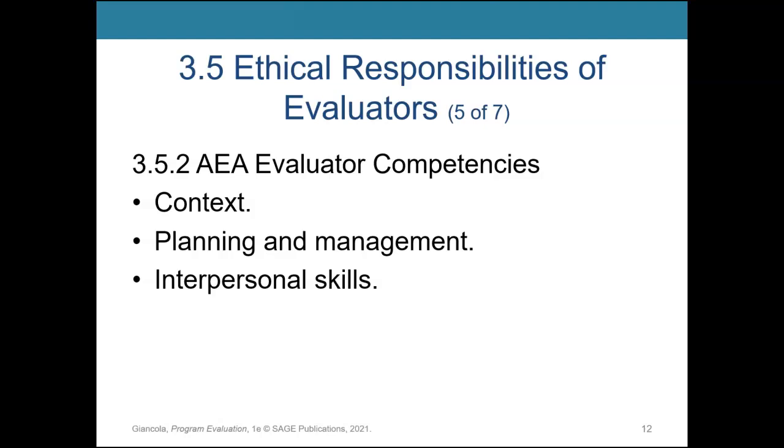And finally, interpersonal skills, which says that a competent evaluator is one who is able to communicate orally and written, and who is mindful of the culture in which they're operating. That's cultural competence. They further define what they mean by cultural competence.